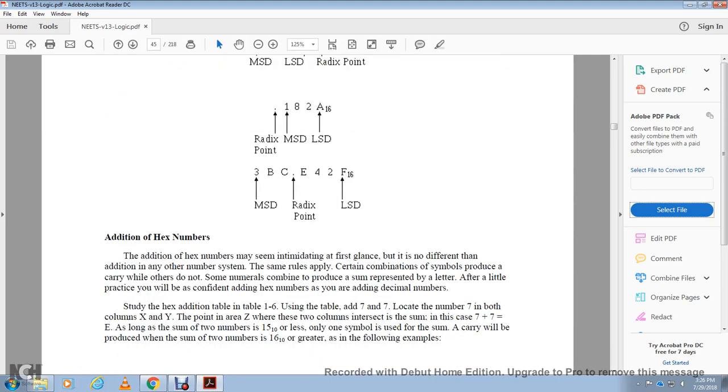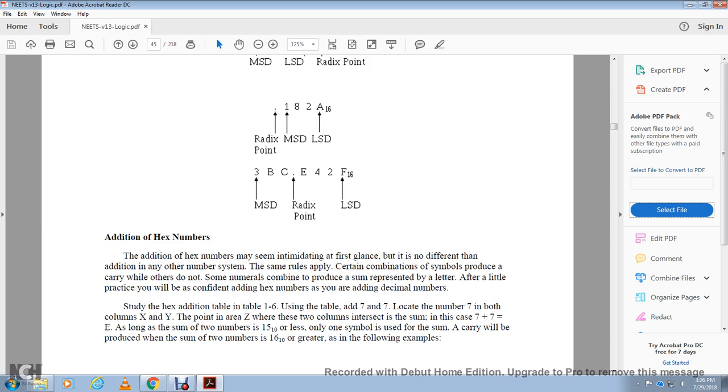Additional hex numbers. Adding hex numbers may seem intimidating at first, but there is no difference from adding other numbers. The same rules apply: certain combinations of symbols produce a carry, as with other numbers, others do not. Some of the numerals combined produce a sum represented by a letter. After a little practice, you will be confident adding hex numbers as you are adding decimal numbers.